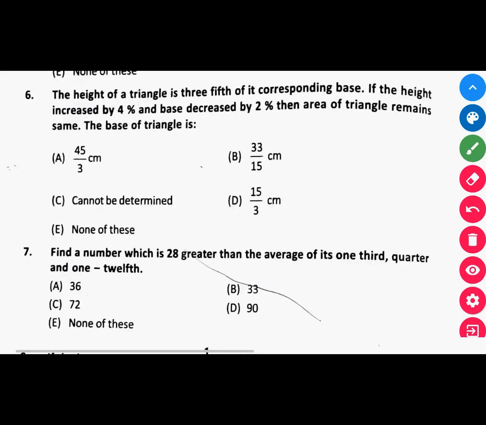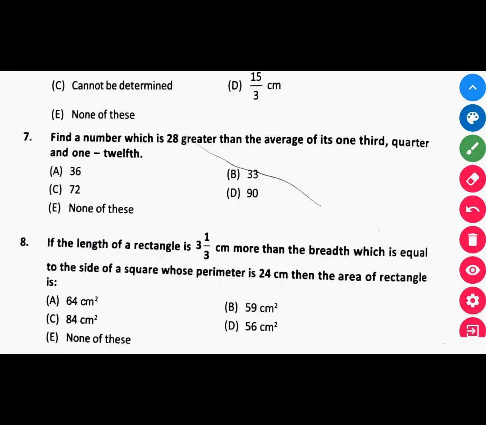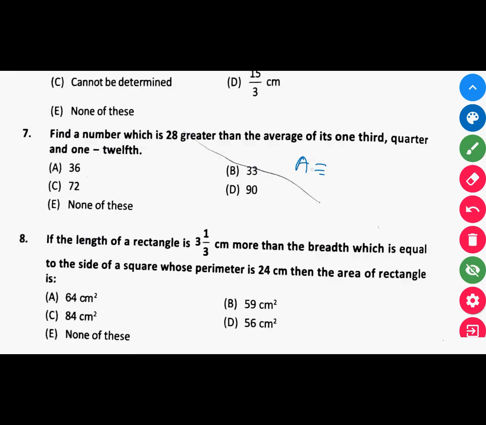Now the next question is, find the number which is 28 greater than the average of its 1/3, quarter and 1/12. Now see, we have to find the number which is 28 greater than the average. Suppose this is the average A and this is the number x. This number x is 28 greater than A, meaning 28 plus A is equal to x. Now we'll solve.